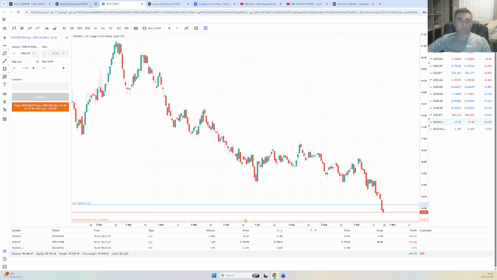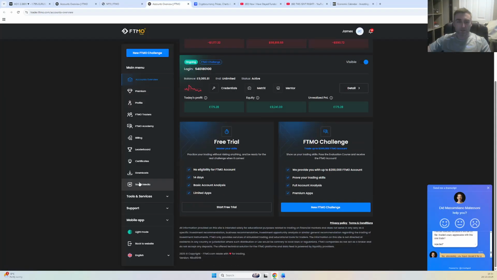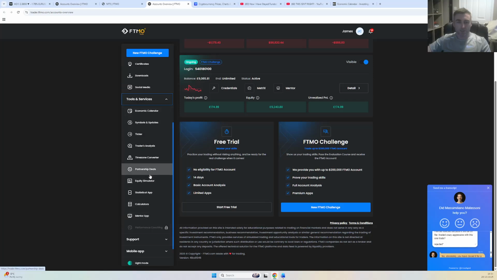Right, here's my prop challenge number one, just here. This is pretty new. It's a $100,000 account. Purchased this around 1 or 2 weeks ago, but I only started trading on it maybe a week ago. I've had a little bit of an issue today. I would just like to point this out to people, so hopefully nobody else gets stung by this.